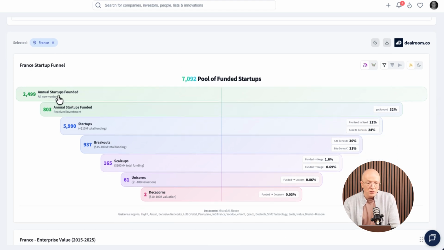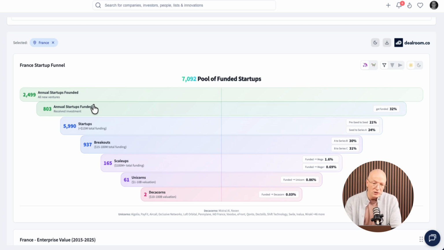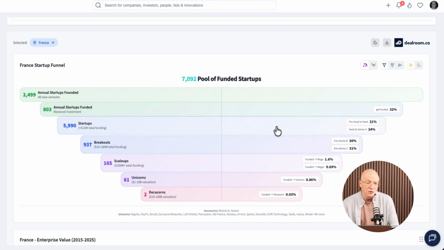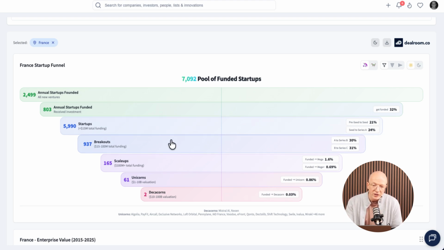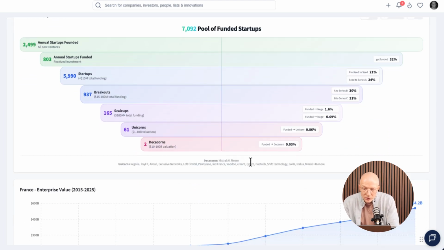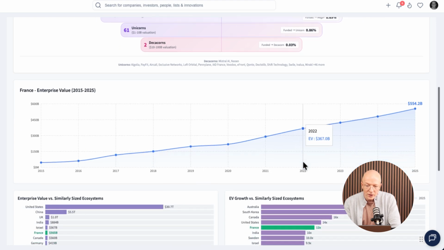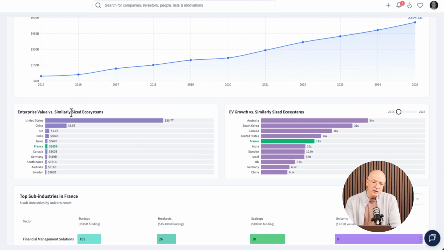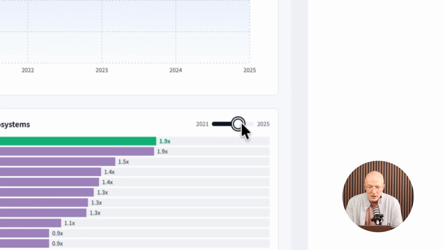So you have an annual startups being founded number of 5,000, of which 32% get funded. So about 800 startups a year get funded. There's a pool of about 5,000 startups at the seed or Series A stage, almost 1,000 breakouts in France, 61 unicorns, 2 decacorns, which are Mistral and Neoen. Here you can see the total enterprise value, comparing the enterprise value with similarly sized ecosystems and also growth. And again, here you can also change the time horizon.